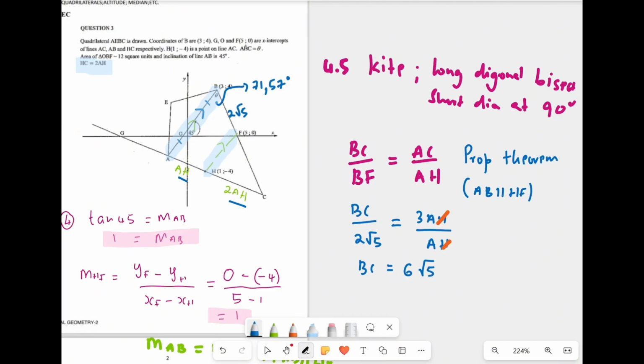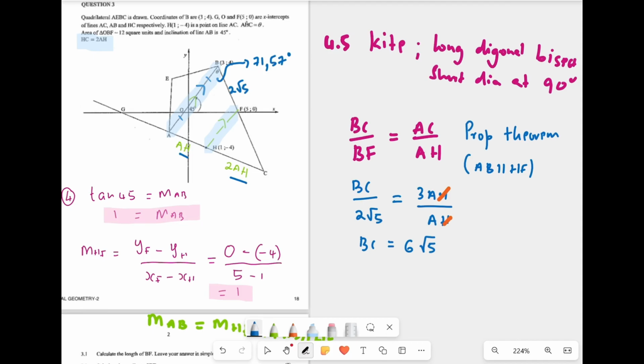Now, if our BC is 6 root 5, remember, we said this is a kite, and with a kite, adjacent sides are equal in length. So that means BC is the same as AC. So we have calculated our BC, which is the same as AC, which is 6 root 5. Okay, let's move to the next question.